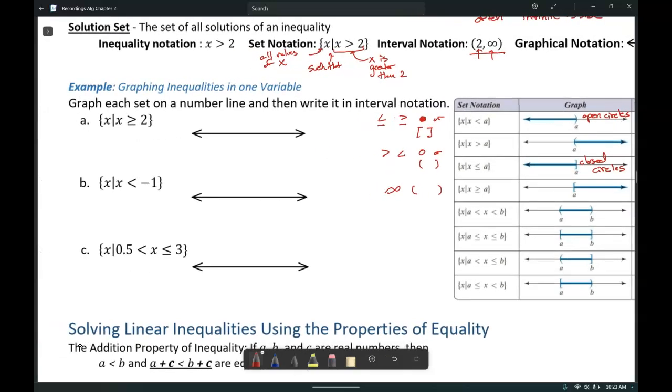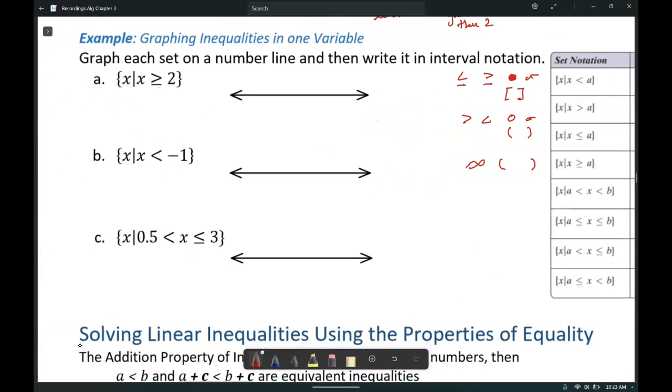So let's look at a couple inequalities and graph them, write them in interval notation, and graph them on a number line. So we have x is greater than or equal to 2. So we're going to start at 2 on our number line. Because it's a greater than symbol, we can use one of two things. We could either use a closed circle because of the or equal to part, or we could use a bracket. We just need to know which direction we're going.